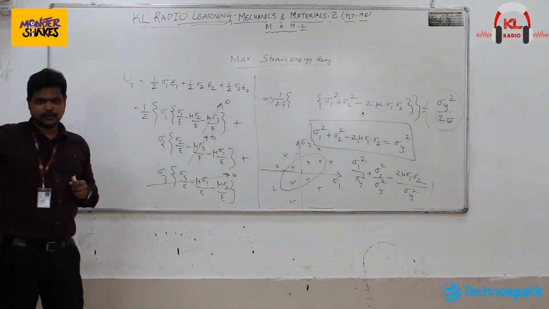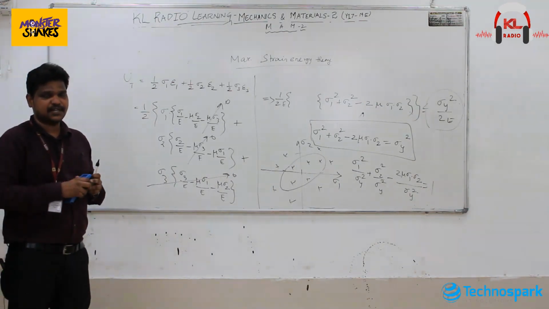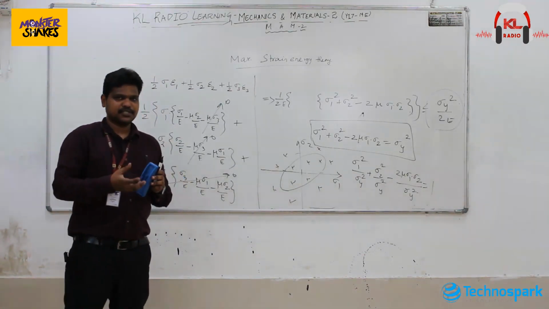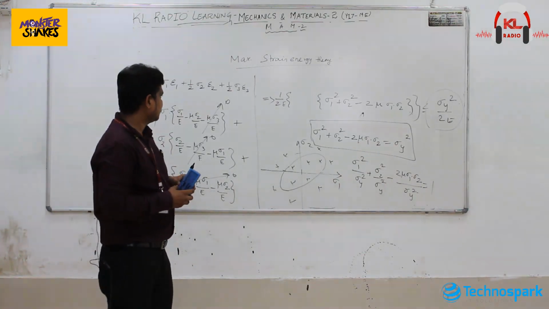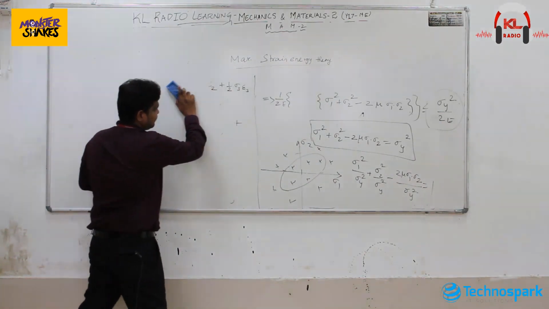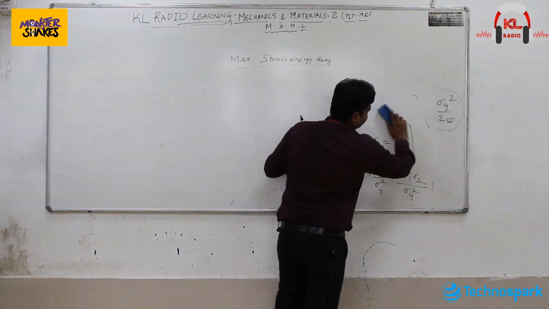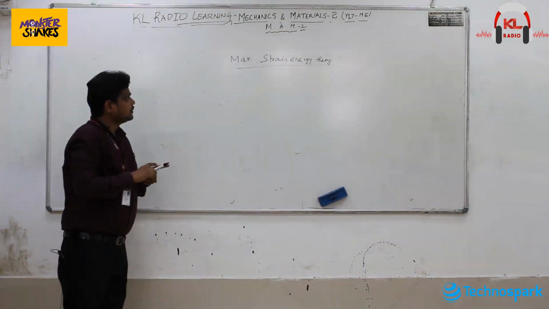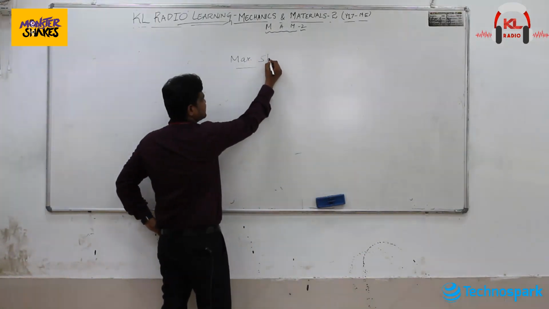Now we'll see what the maximum shear strain energy theory says, which can also be called the maximum distortion energy theory. I also want to mention the scientist's name, which is von Mises. It is also called the von Mises stress theory. So we'll see it. This is just the maximum shear strain energy theory.